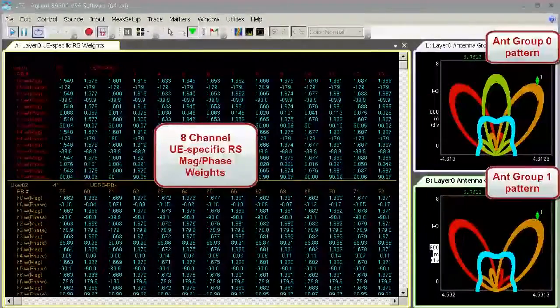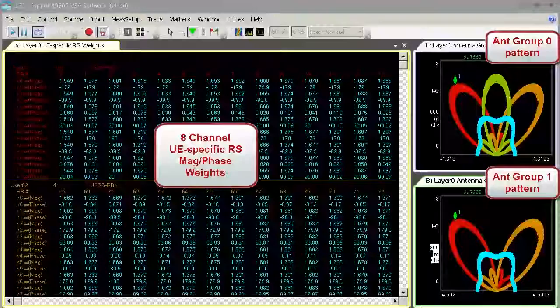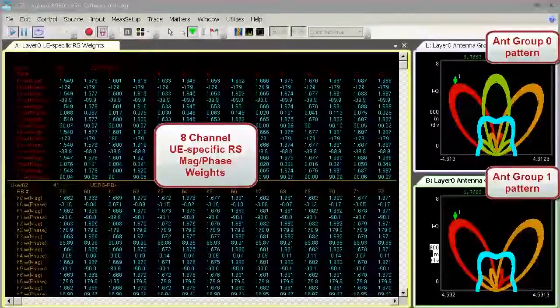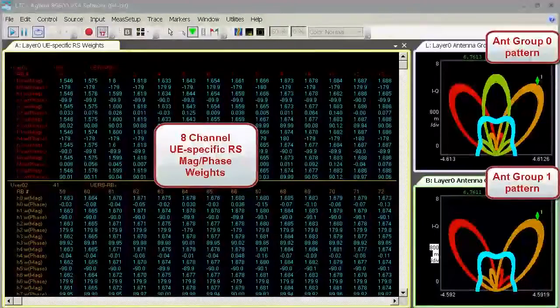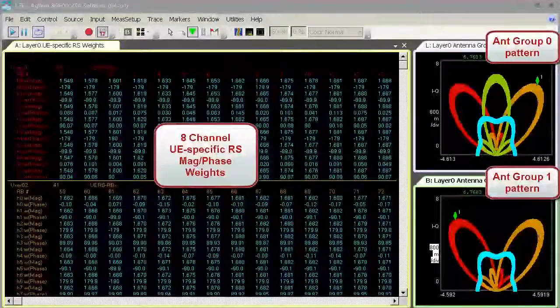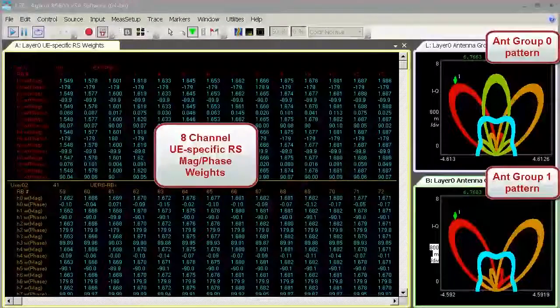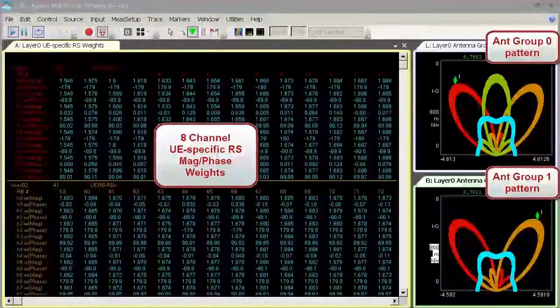Similar to how the IQ constellation provides a quick visual health check of modulation quality, the antenna group beam pattern trace provides a quick visual health check of beamforming baseband encoding and RF calibration quality. Any identified anomalies can be investigated in detail using the UE-specific weight trace metrics.